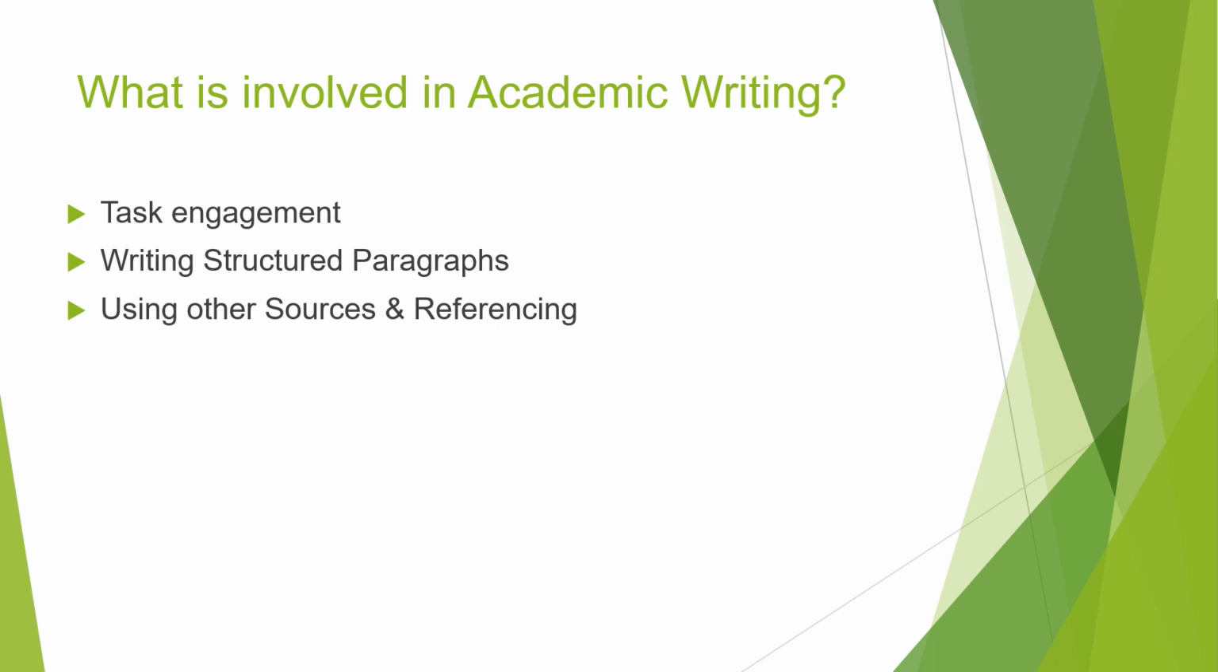Using other sources and referencing. Academic writing is associated with using other sources as evidence. You tend to make a claim in your paragraph, and then you have to provide some supporting evidence for the claim you're making. How do you do that? Use other sources. And that's the way you bring it. Using paraphrasing, summarizing, or direct quotation, you apply one of these three strategies to use other sources.